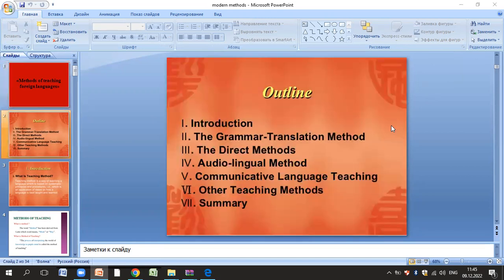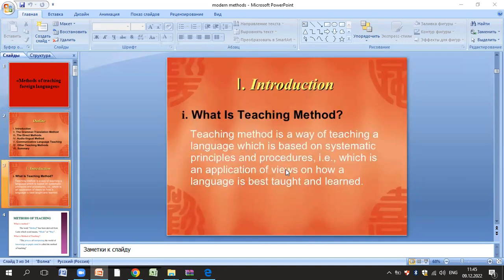And the next slide is the outline. It covers the introduction, the grammar translation method, the direct method, the audiolingual method, communicative language teaching, and other teaching methods. The last one is the summary. First of all, I want to start with the introduction: what are teaching methods?